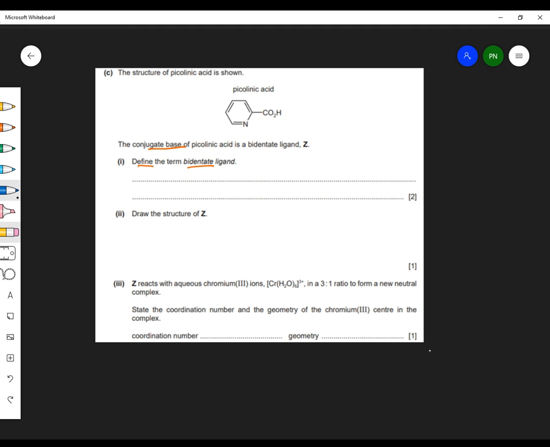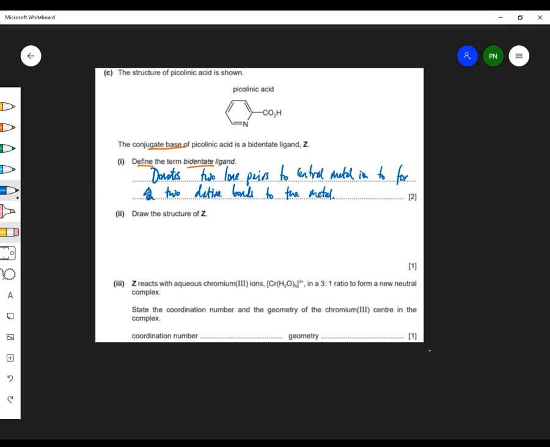Okay, number one, it donates 2 lone pairs. That's important. 2 lone pairs to the central metal ion to form 2 dative bonds to the metal.